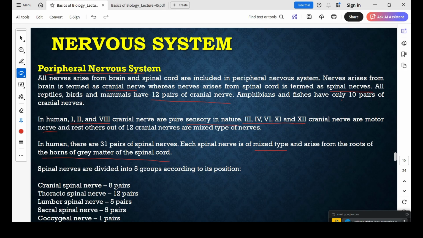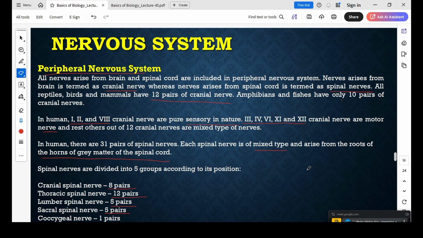There is cervical spinal nerve, which is present in the head and neck region, 8 pairs. Thoracic spinal nerve, 12 pairs, present in the thoracic region. 5 pairs of lumbar spinal nerve, 5 pairs of sacral spinal nerve, and 1 pair of coccygeal spinal nerve.